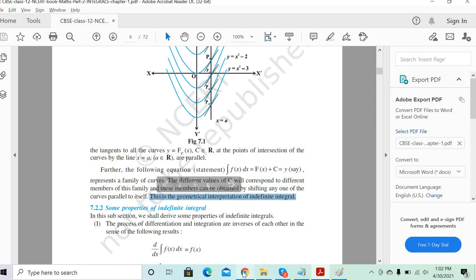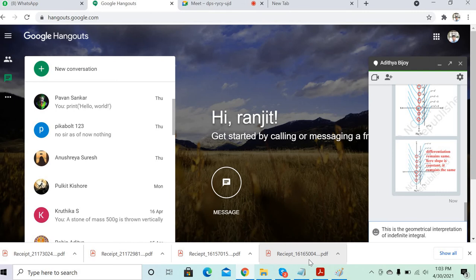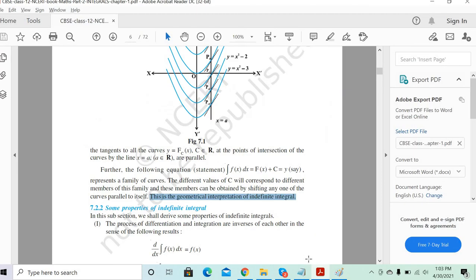Understood the meaning of indefinite integral? Because all are similar curves only, but which curve we are talking about depends on the value of c. If we don't define the value of c, then it will be an infinite number of curves whose differentiation will remain the same. That's why it's called the indefinite integral, because there can be n number of functions, depending on the value of c, whose differentiation is the same.